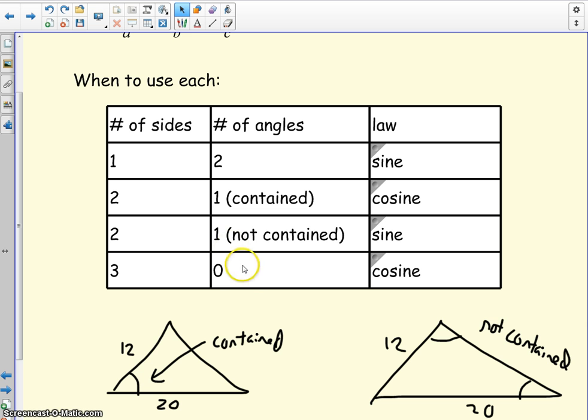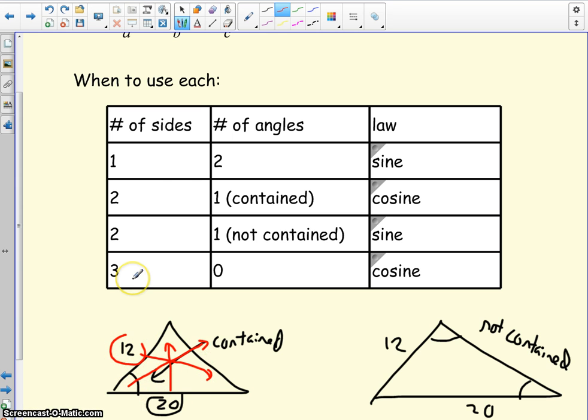If you want to use sine law, you need an angle and a side across from it, so one of those pairs to complete a ratio, and one other piece of information. So for example, in the case here where we have the contained angle, I have the side of 20, but I don't have the angle across from it. I have the side 12, I don't have the angle across from it. I have this angle, but not the side across from it. So I have no angle-side pairs, so I can't create a ratio in sine law. I have to use cosine law.